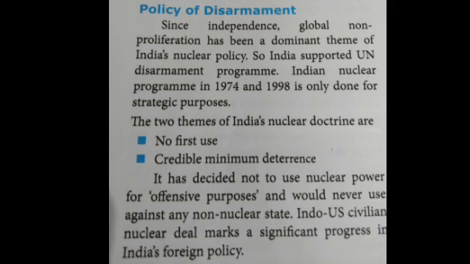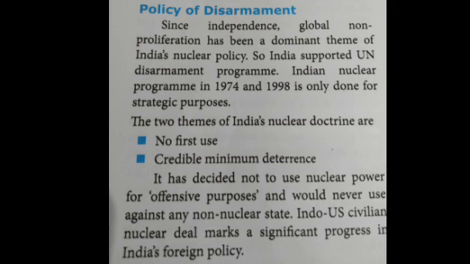Indian nuclear program in 1974 and 1998, that is 1974 means Pokhran first nuclear test, second that is in the year 1998. The two themes of India's nuclear doctrine are no first use, second one, credible minimum deterrence.